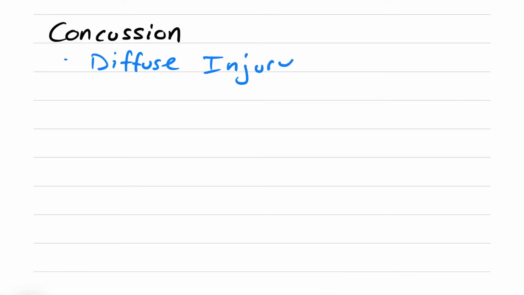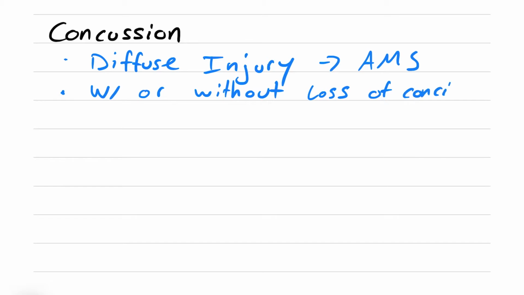Alright, now we're going to talk about different types of brain injury, and the first one I want to talk about is something called a concussion. A concussion is a diffuse injury, meaning it's pretty generalized in the brain. It leads to altered mental status, and it may come with or without loss of consciousness, so the patient may pass out or they may not.